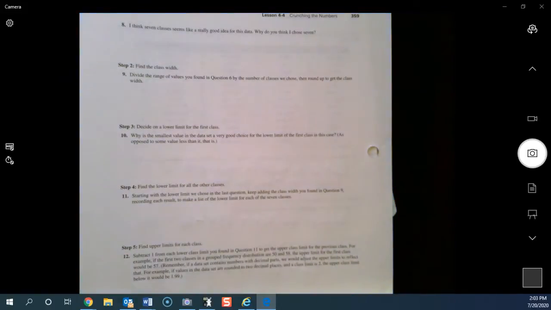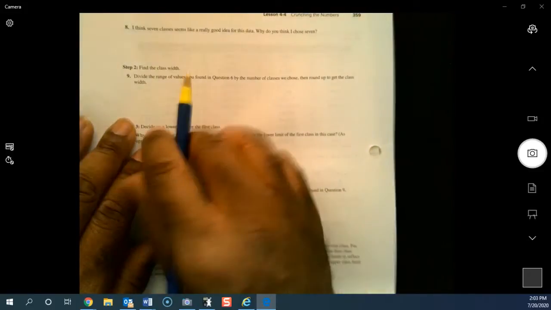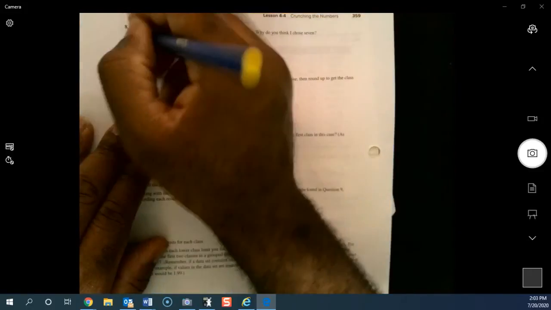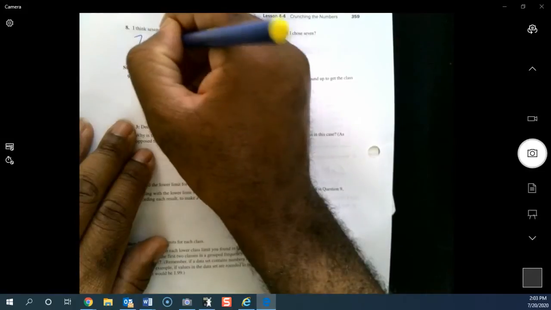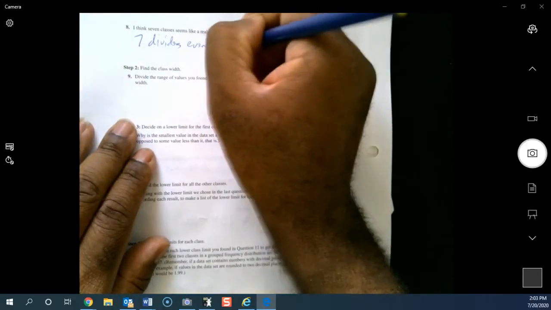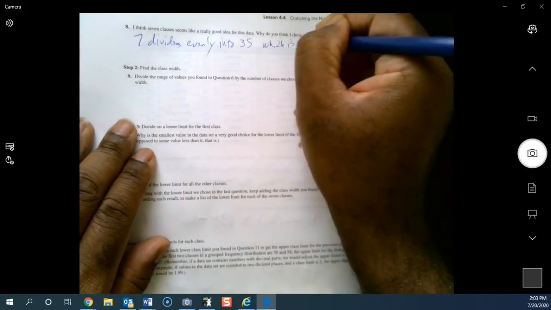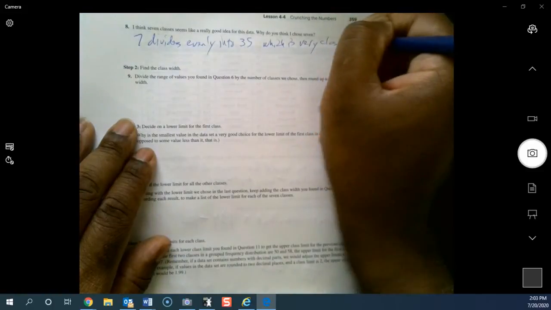Now, again, like I said, you'll get a better understanding as we continue to go through this. Okay, number 8. I think 7 classes seem like a really good idea for this data. What do you think if I choose 7? So now, 7 divides evenly into 35, which is very close to 34.